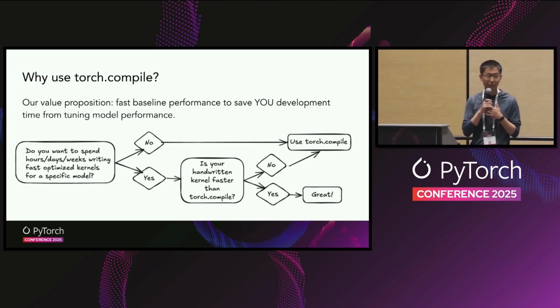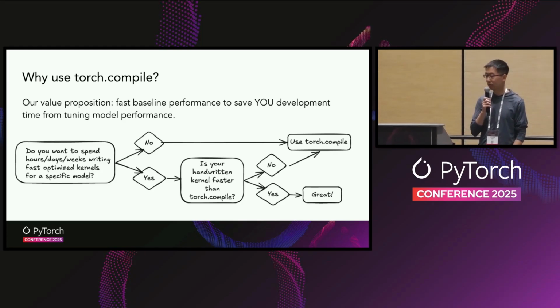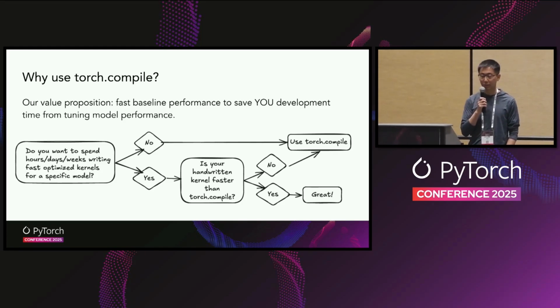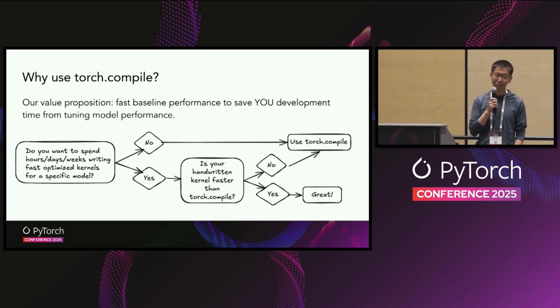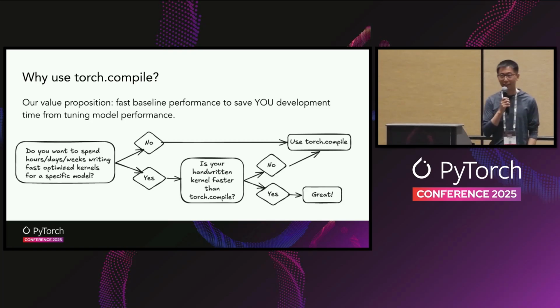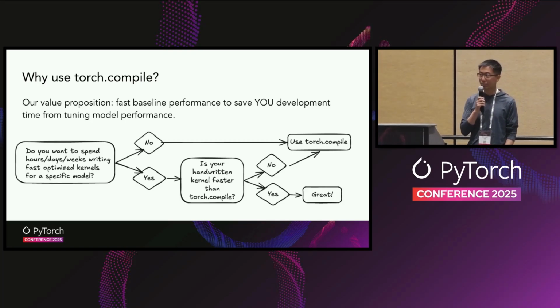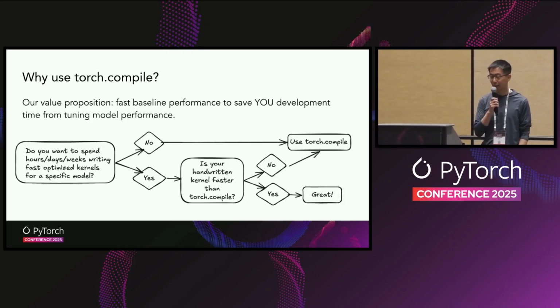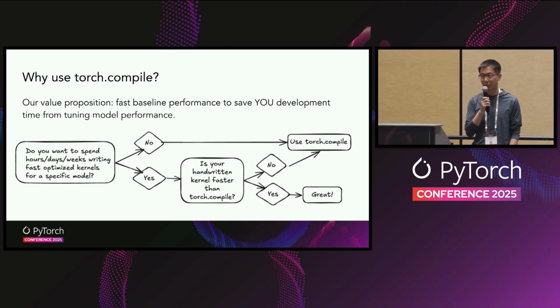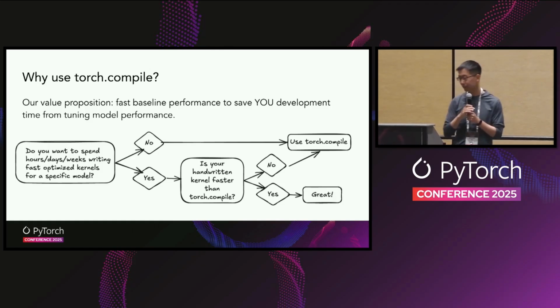So why use Torch.compile? The value proposition is that it gives you fast baseline performance to save development time, like from tuning model performance. I've got a flowchart here. The question is, do you want to spend a long time hand tuning your kernels? If the answer is yes, there have been a bunch of cases in the past where people have handwritten a kernel and Torch.compile is still faster.